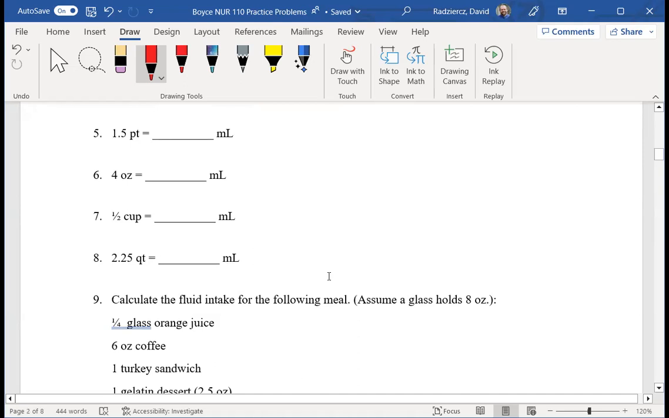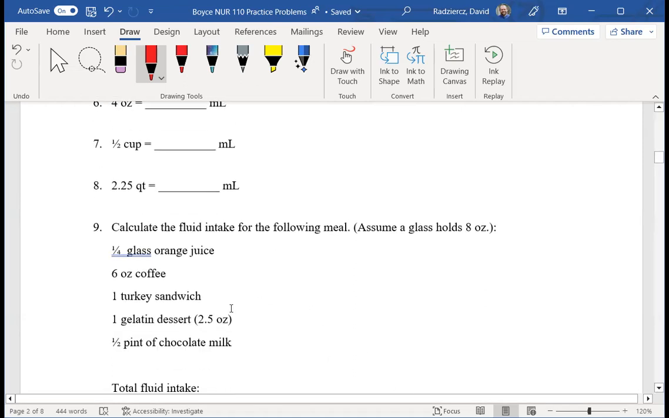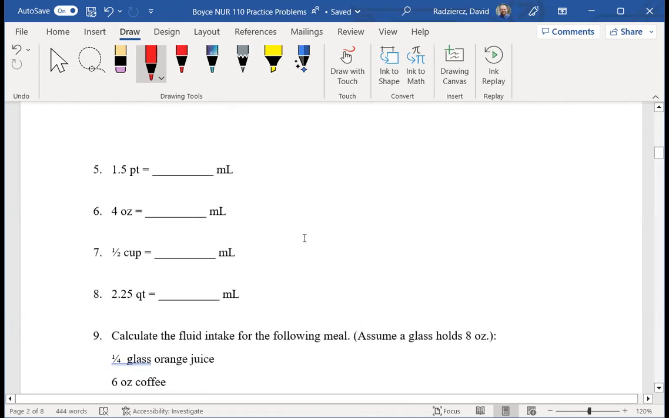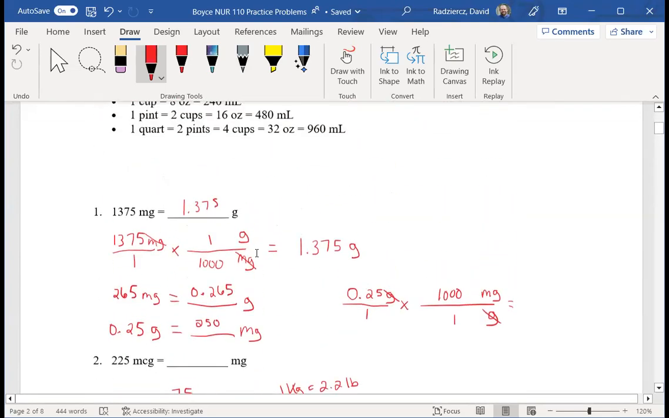Okay, so there's a couple questions about pints, ounces, cups, and quarts, and that kind of just gets you ready for the fluid intake question that's down here. So with pints, let's just start off with cup. Okay, so I have to go back up here.